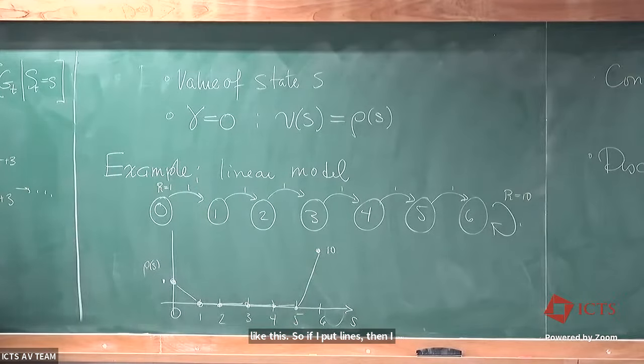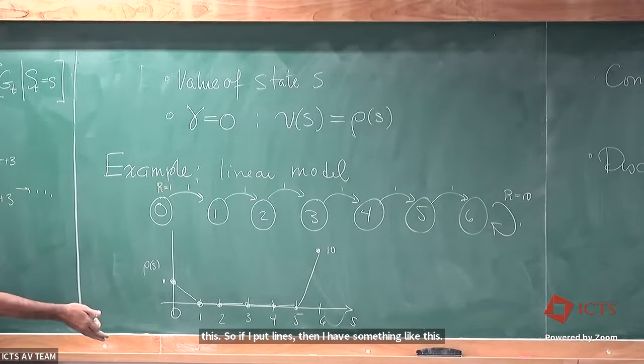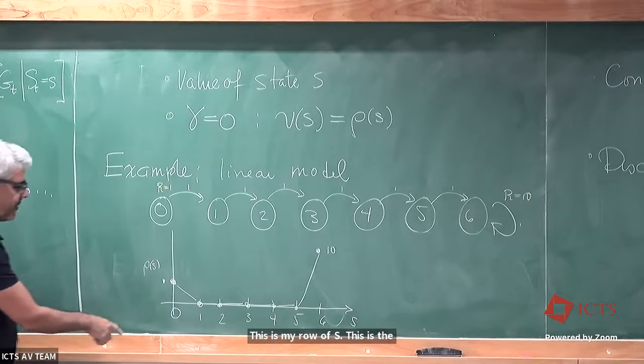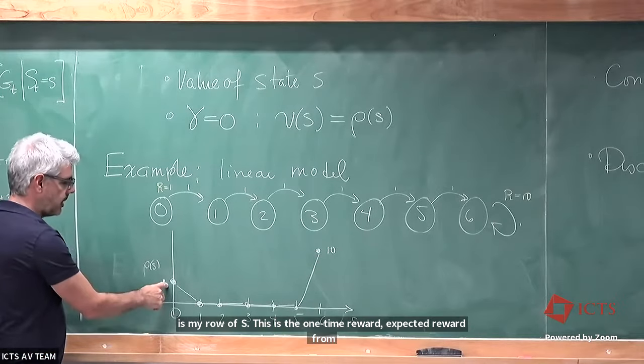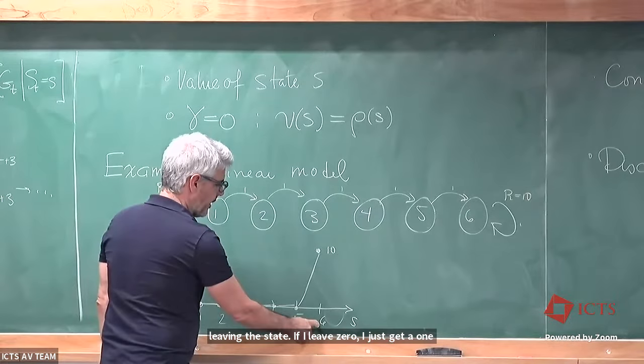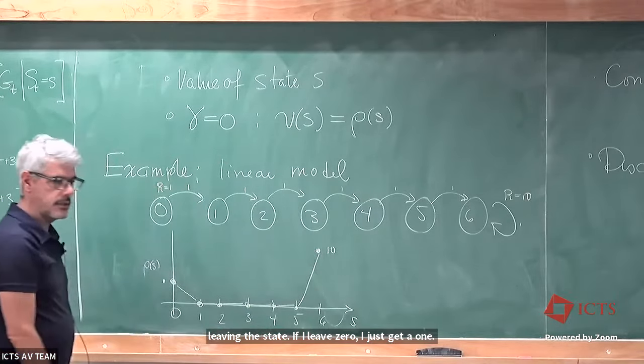This is my rho of S. This is the one-time expected reward from leaving the state. If I leave 0, I just get a 1. If I have 6, I have the 10 like this. Okay?